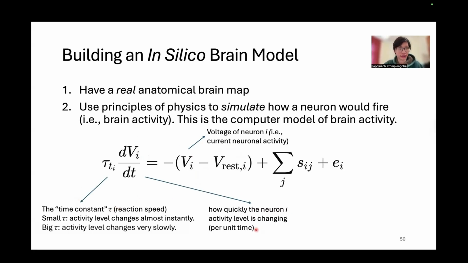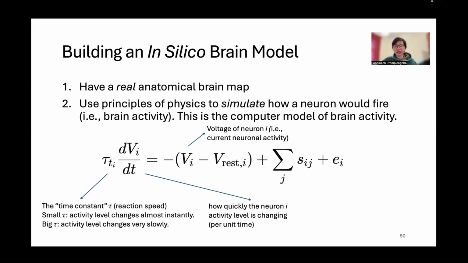Okay, an important part of neurophysiology is to see the time constant and the rate of change of the neuron activity. So this is tau, a time constant. An intuition for what the time constant is: the reaction speed of this neuron. In other words, if you have a small value of this, the activity level of the neuron changes almost instantly to any input it gets from other neurons.